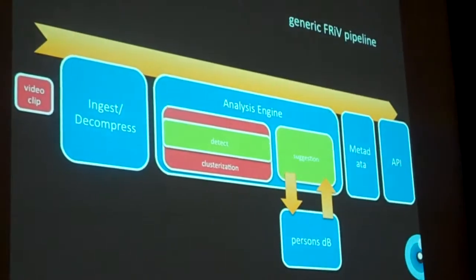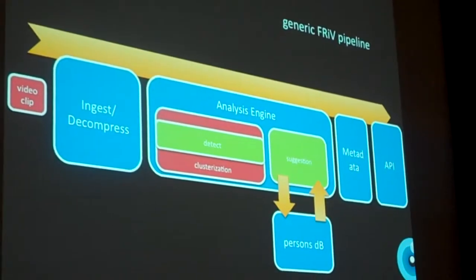So what you have is a video clip. You have to in some way decompress that video clip and get it into an analysis engine. In the analysis engine, you're first face detecting, and then you're clusterizing. Then you're taking those clusters and trying to match them against a person's database. And of course, if there's no match in the person's DB, then you present it to the UI for a tag. All this is built into metadata, and you make it available via an API. So this is the framework with which you look at it.